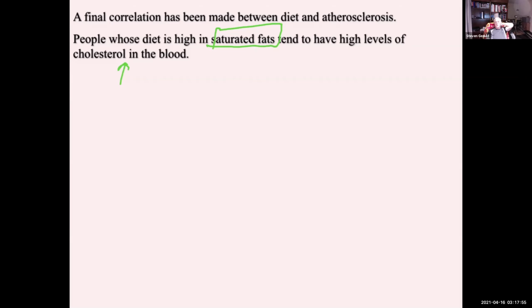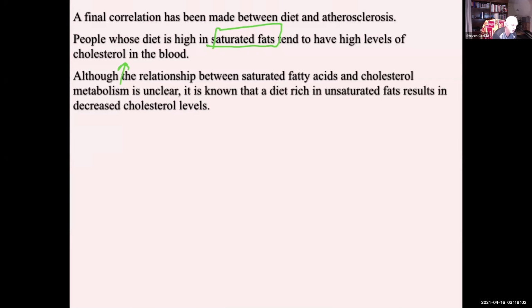Okay. So if your diet is high in saturated fats, you have a high cholesterol level, and you tend to have high blood pressure and other cardiovascular diseases. Although the relationship between saturated fatty acids and cholesterol is still not really clear, it's known that a diet rich in unsaturated fats results in decreased cholesterol levels. So unsaturated fats usually cause a decrease in cholesterol levels. Saturated fats cause an increase.